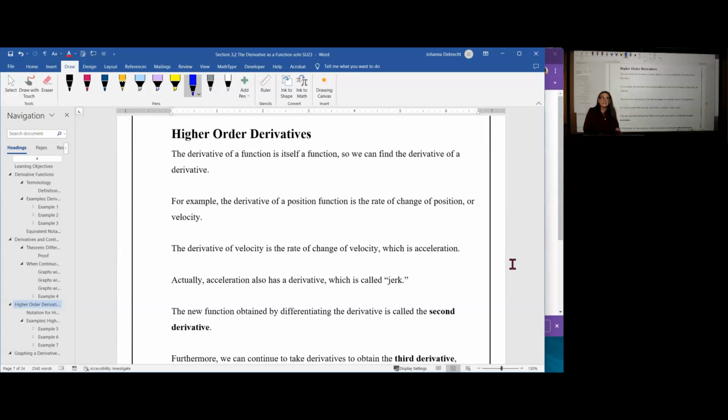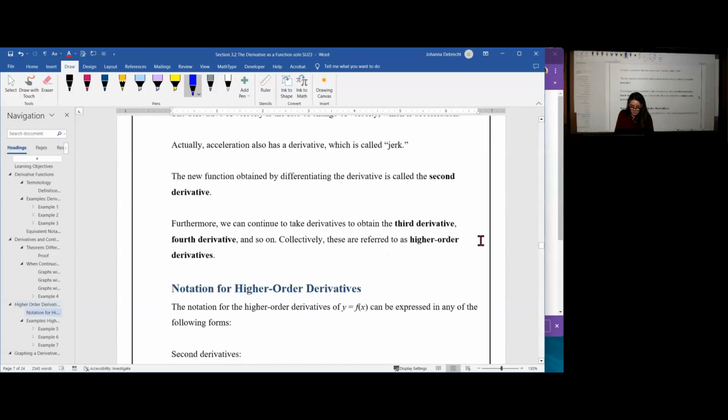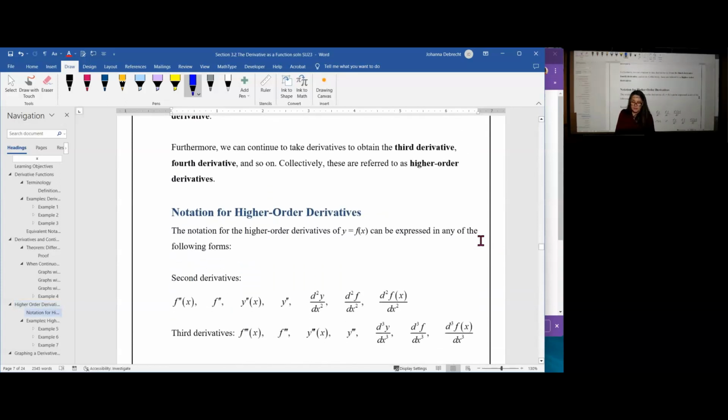It turns out that acceleration also has a derivative, which we call jerk. And I'm sure you're familiar with this. If you've ever been in a car and someone floors the accelerator, you get jerked backwards. Or if they press on the brake really hard, you get jerked forward. That jerk is the derivative of the acceleration. In this case, the jerk then is the second derivative of velocity and the third derivative of position. We're going to be taking multiple derivatives, and in general, we call all of them higher order derivatives.